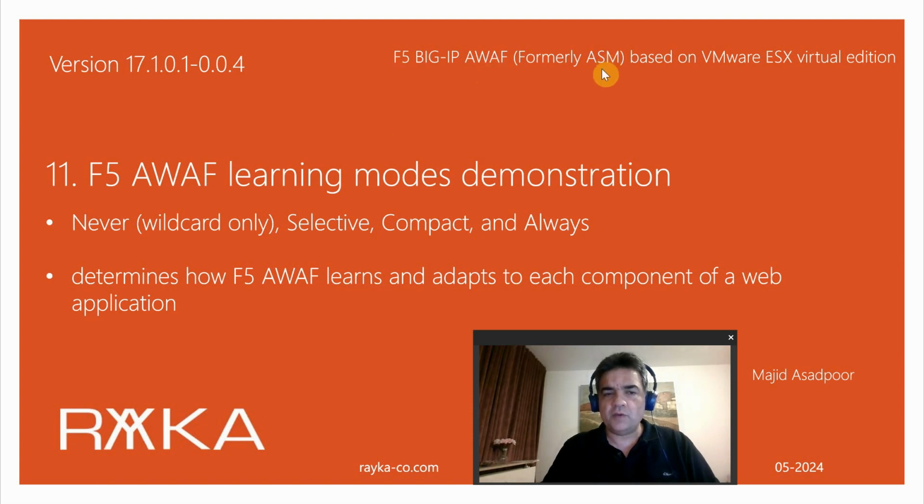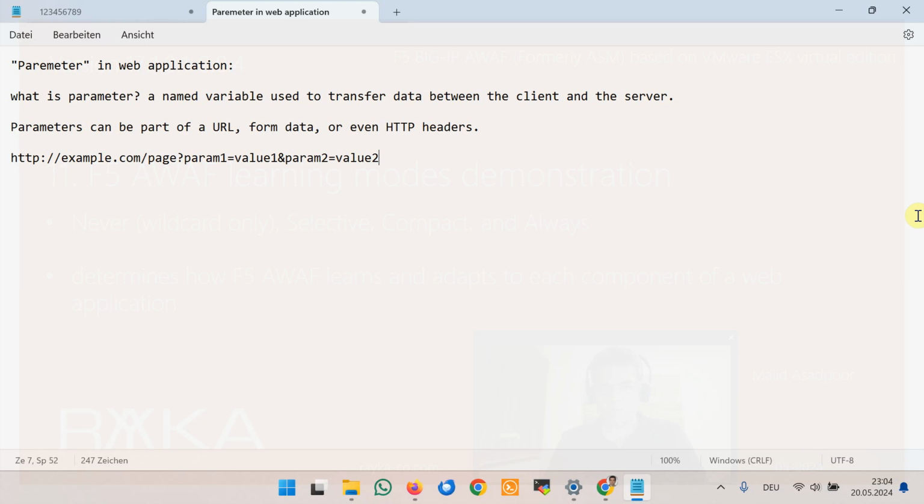In this section, I'm going to discuss and demonstrate different learning modes in F5 Advanced WAF, including never or wildcard only, selective, compact, and always, which determines how F5 Advanced WAF learns and adapts to each component of a web application. To learn the concept of learning modes in F5 Advanced WAF, I will focus on a specific component of web application, the parameter, and limit the discussion to that to make the concept easier to understand.